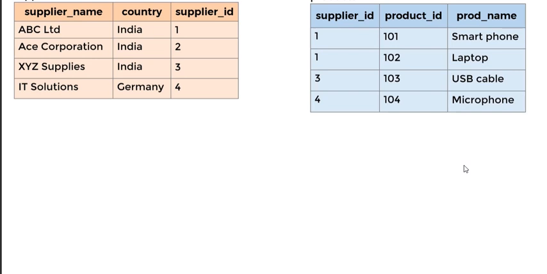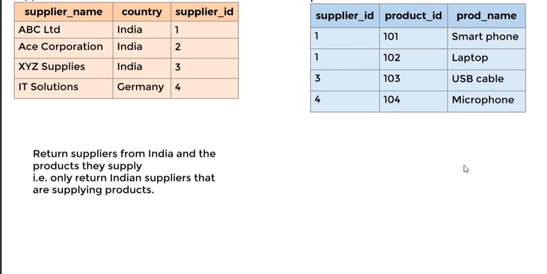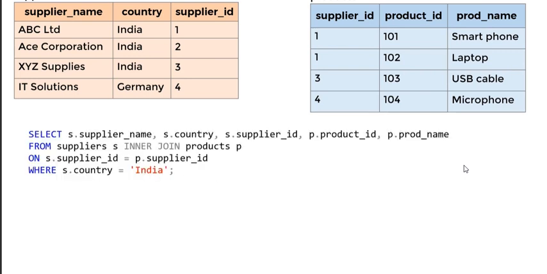So let's say we wanted to write a query to do the following. We want to return suppliers from India and the products they supply, only returning Indian suppliers that are supplying products. We don't want to include S Corp because it doesn't have products. We can return this result by writing the following query. In this query we are using an inner join between suppliers and products, so it will exclude S Corp because its ID is not in the products table.